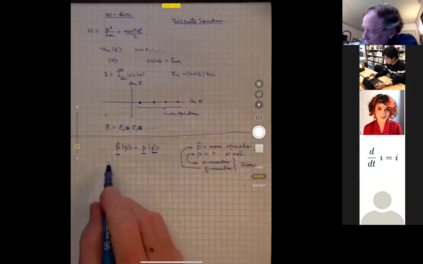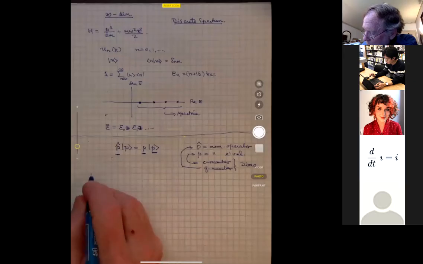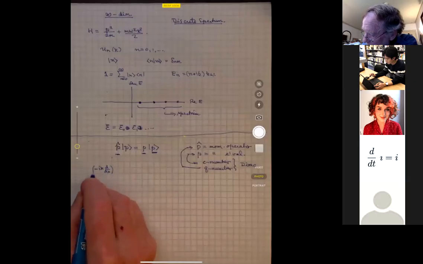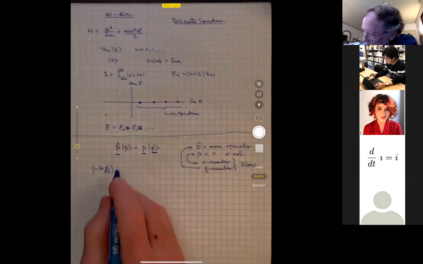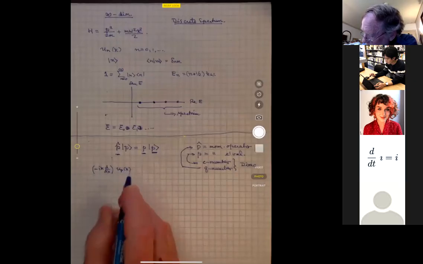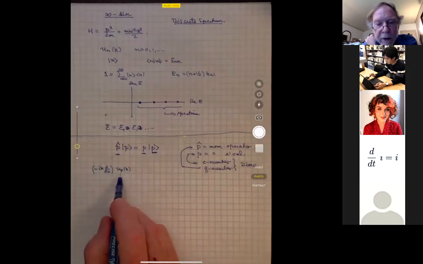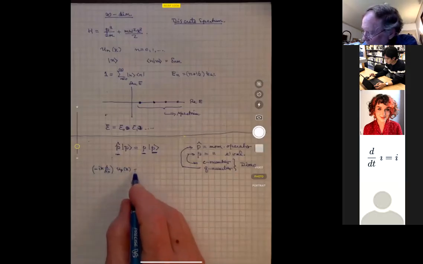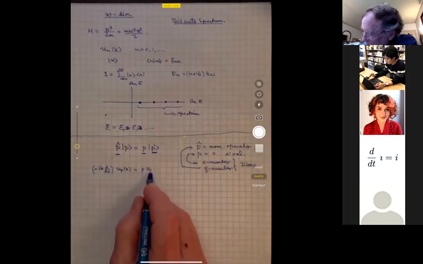So anyway, if I take this equation and translate it into wave function language, the momentum operator is minus i h bar d/dx, corresponding to the P hat here. And then the ket P, let me write it in wave function language as u sub p of x. That means an eigenfunction of the momentum operator with eigenvalue, the C number, lowercase p. And that's equal to the eigenvalue multiplying u sub p of x.